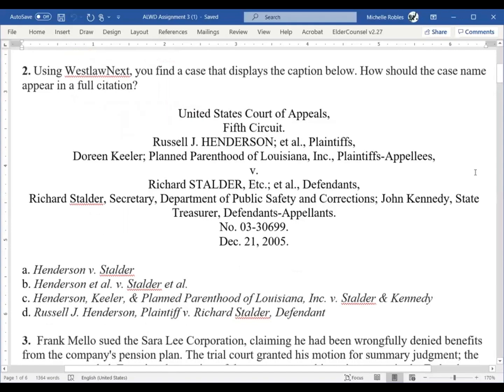Using Westlaw Next, we know out of habit that Westlaw citations are always incorrect, so you have to switch the citation to ALWD citation so that it's correct. So here you find a case displayed, the caption below. How should the case name appear in the full citation?